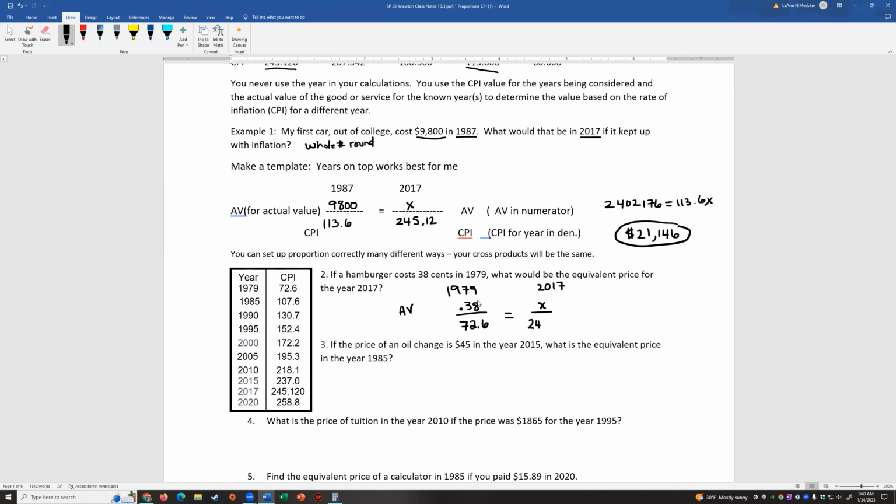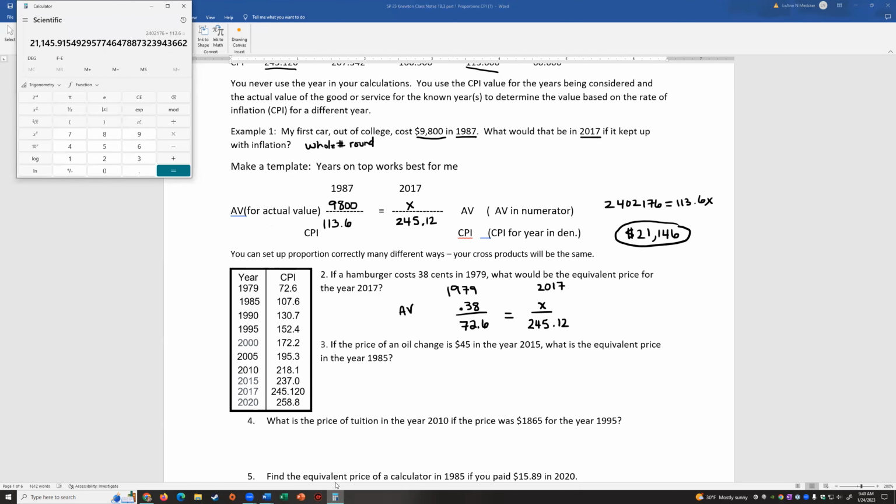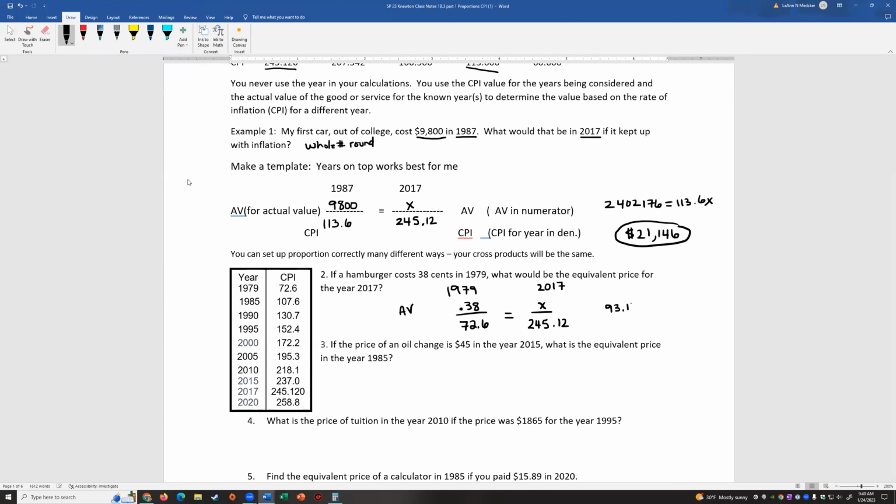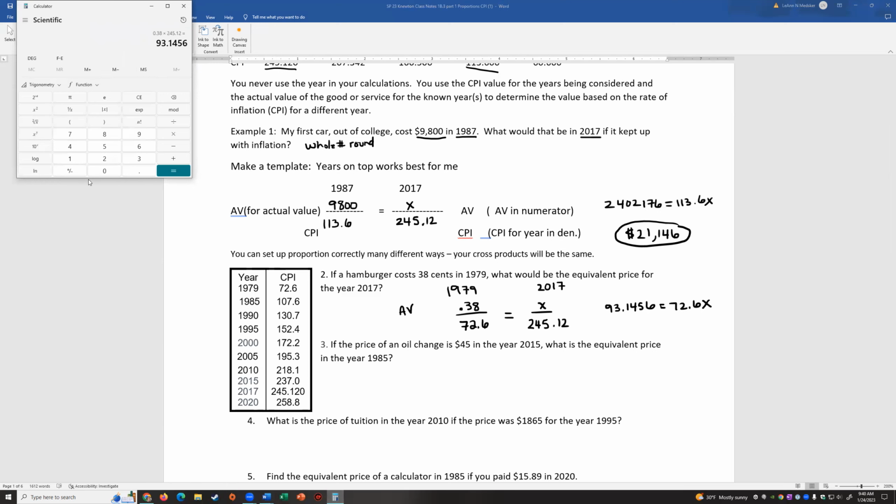Those same goods and services that used to cost $72.60 now cost $245.12. So if we cross multiply, this would be 0.38 times 245.12. That's 93.1456, equal to 72.6x. If we do our other diagonal, we're going to divide by that 72.6.